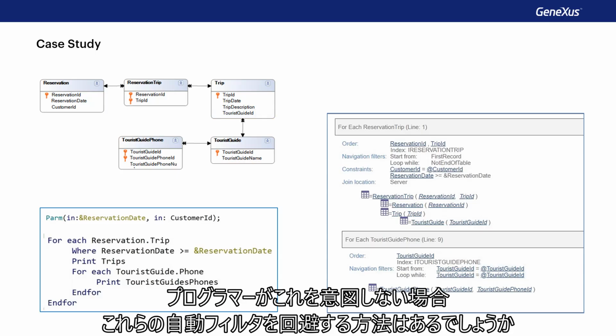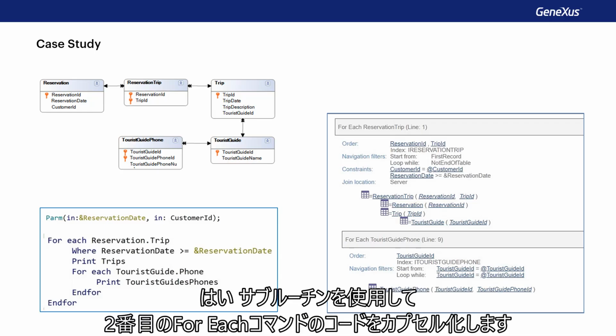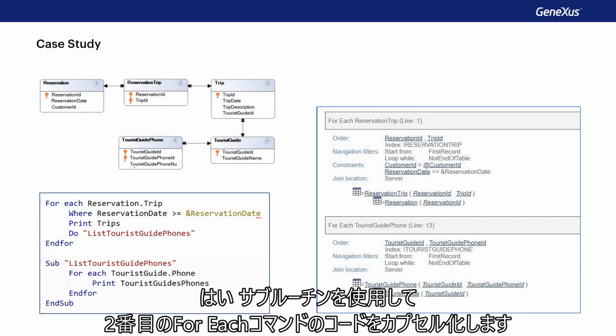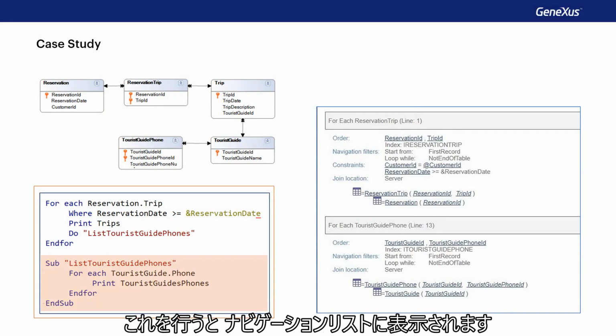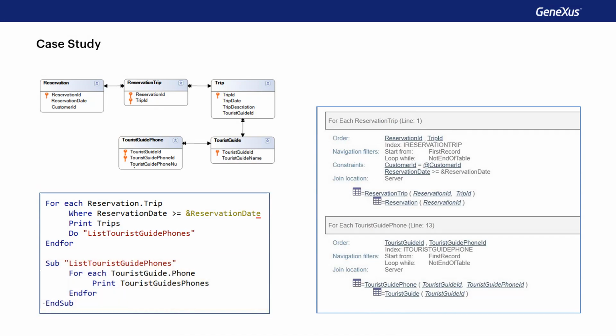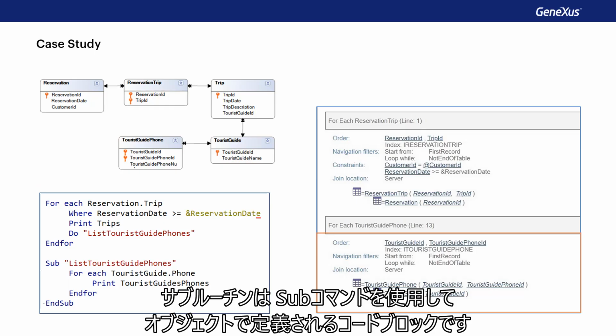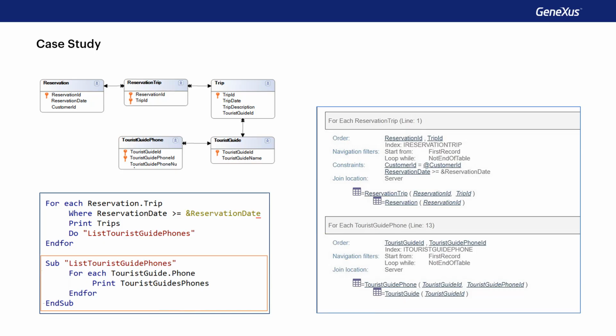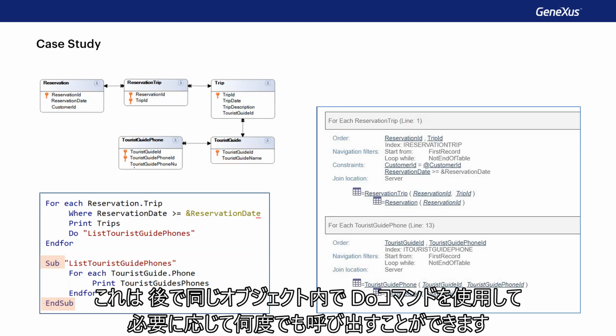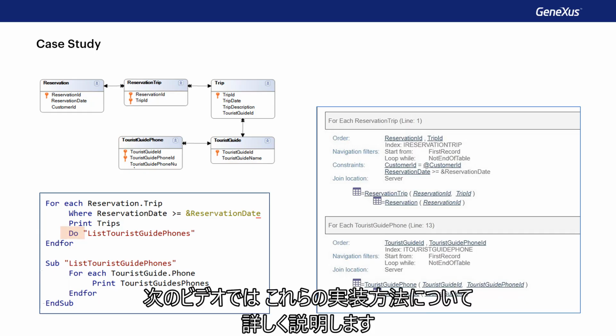If this is not what the programmer wants, is there a way to avoid these automatic filters? Yes, using a subroutine to encapsulate the code of this second for each command. If you do this, the navigation list will show it. Subroutines are blocks of code which are defined in an object by means of the subcommand, which can be called later within the same object and as many times as we want by means of the do command. In the next videos, we'll explain in detail how to implement them.